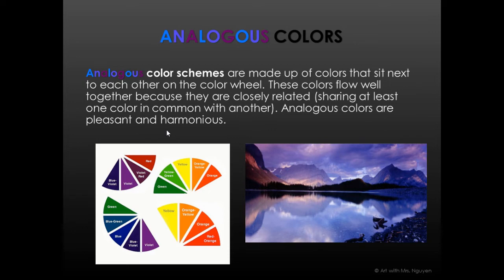Analogous color schemes are made up of colors that sit next to each other on the color wheel. We usually talk about these as neighbors. These colors flow well together because they are closely related, sharing at least one color in common with another. Analogous colors are pleasant and harmonious, and you can see some of those groups of neighbors.